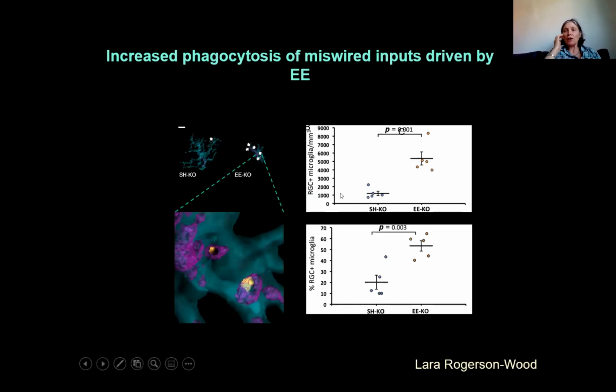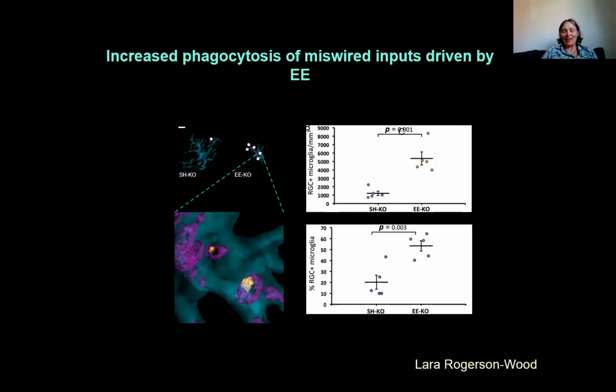So she's been able to show that environmental enrichment during these first few weeks is able to drive enhanced phagocytic activity of the microglia in a way that's able to restore wiring and restore function to the circuit. There's a lot more we want to do to follow this up.